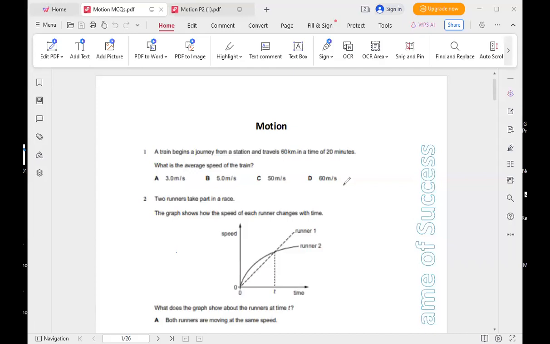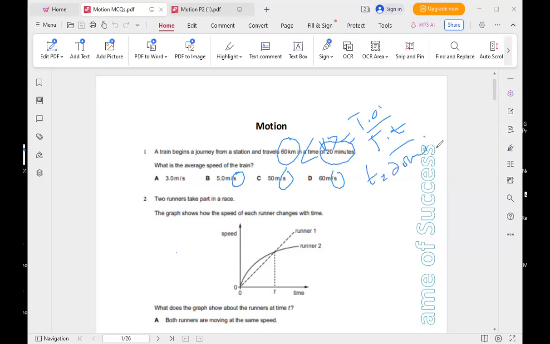From the MCQs. A train began a journey from a station and traveled 60 kilometers in 20 minutes. What is the average speed? We already know that the average speed is equal to total distance upon total time. So the total distance is 60 kilometers. But in the answer, they want it in seconds, and they provide the time in minutes, 20 minutes.